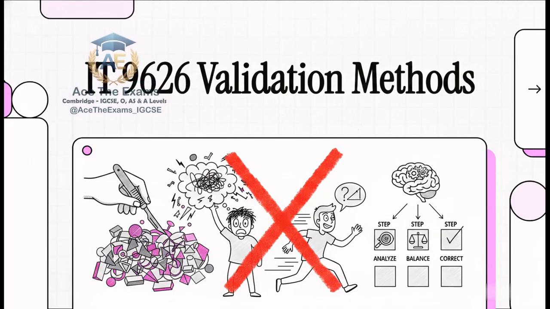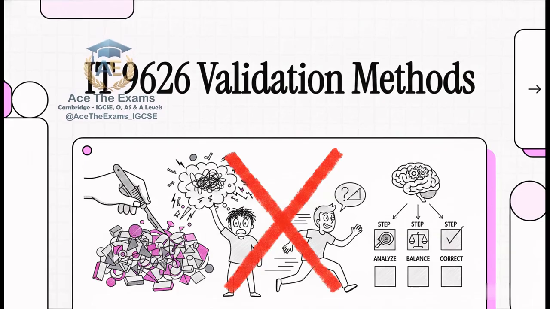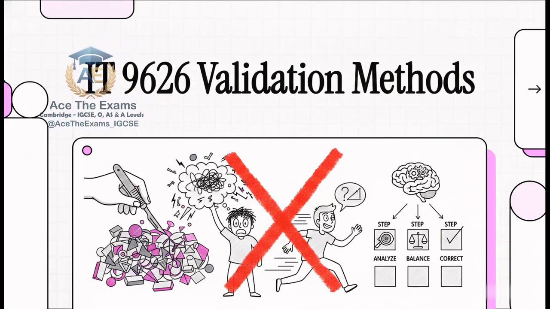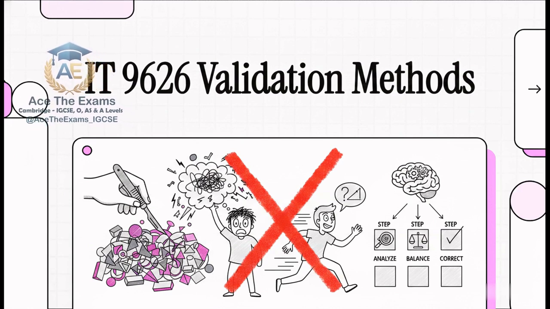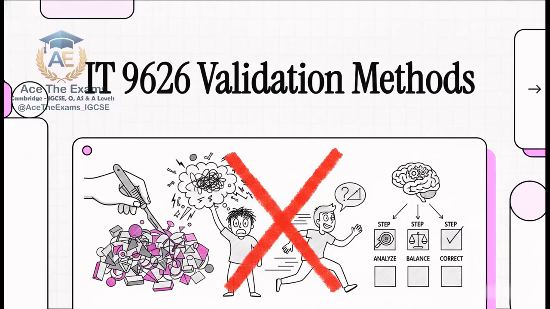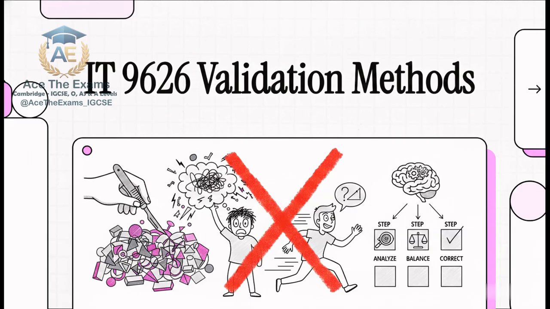Let me introduce you to two typical candidates we see all the time. First up, we have Alex. Now, Alex is a hard worker, but when Alex sees a validation question, pure panic sets in. He overloads the page with raw computer science facts, basically pouring out every single thing he's ever memorized about databases without a single drop of actual analysis. He completely ignores the context. And guess what? The examiner's red pen just slashes right through it.